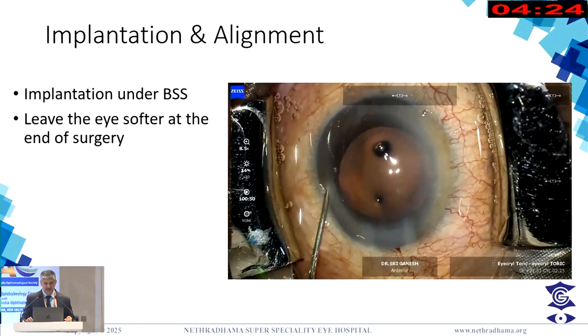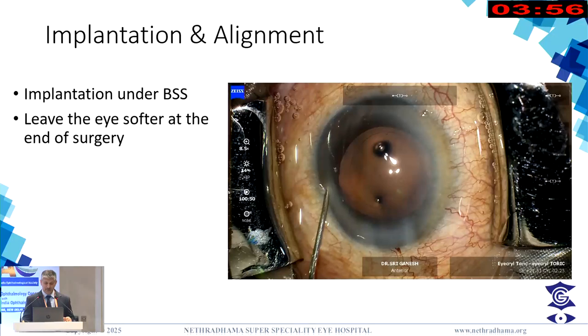Okay, so this is again the technique of implantation. Now I like to implant the lenses under BSS, because if you have viscoelastic and you don't remove the viscoelastic completely, if you have visco under the lens, what happens? The IOP goes up, and especially in myopic eyes with large bags, the whole eye is compliant. It expands when the pressure goes up. The bag can open up, and then there's a higher risk of rotation of the lens.